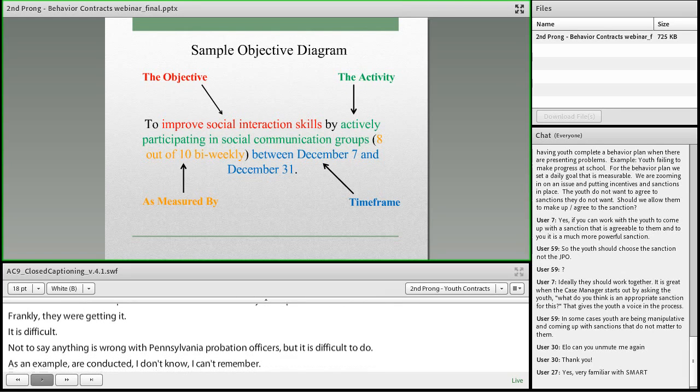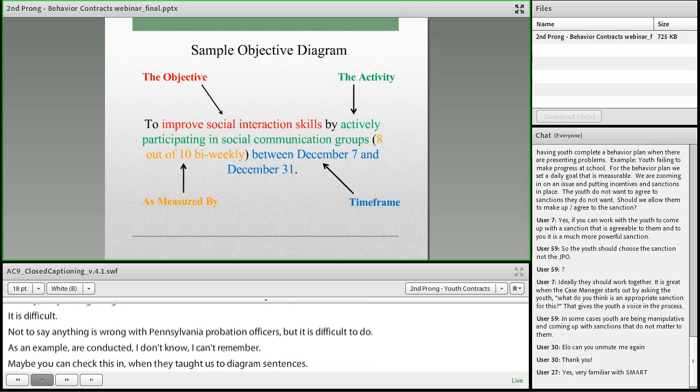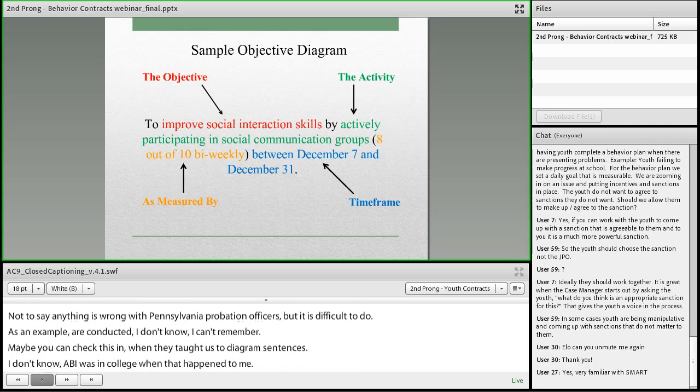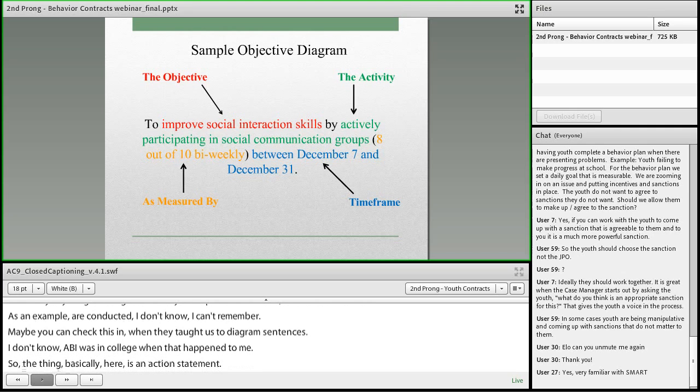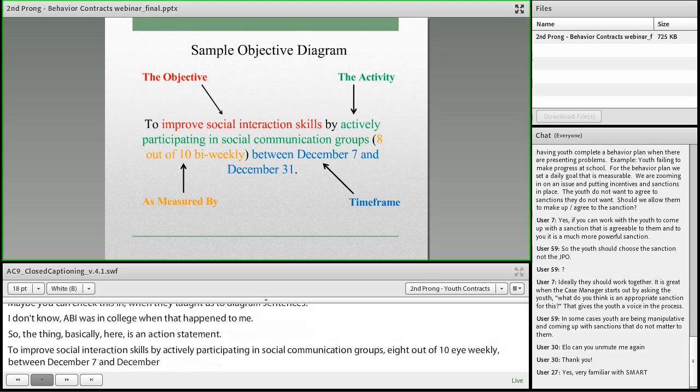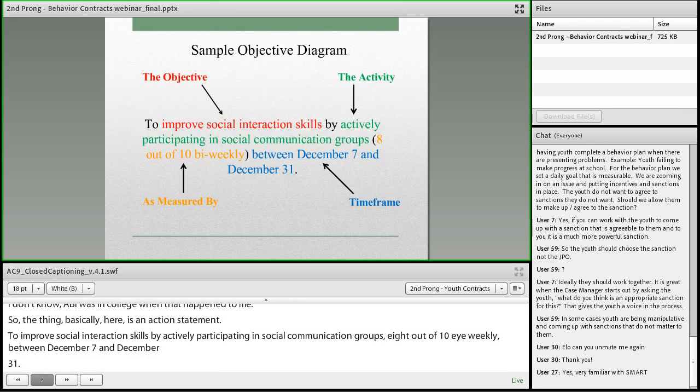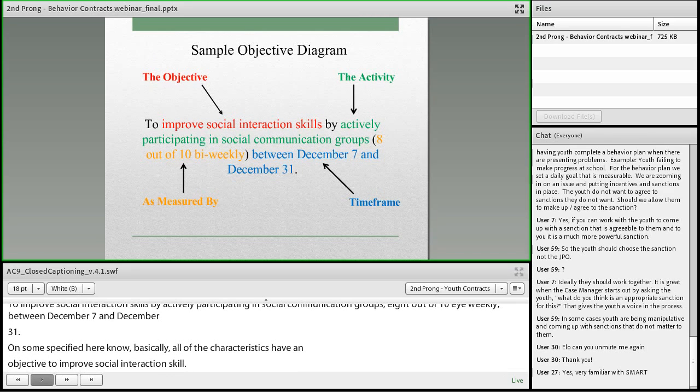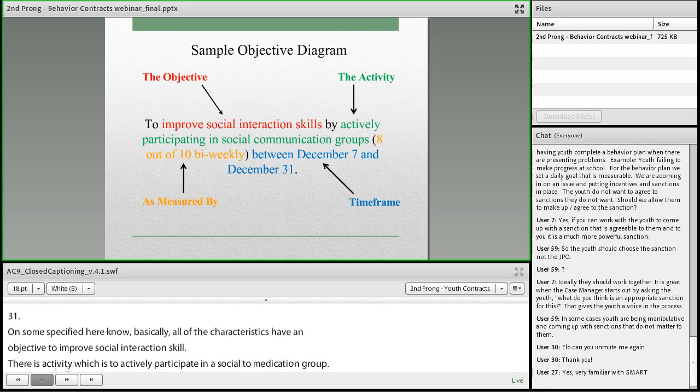So this is the action statement: to improve social interaction skills by actively participating in social communication groups, 8 out of 10 biweekly, between December 7th and December 31st of some unspecified year. Basically, this sentence has all of the characteristics. It has an objective, to improve social interaction skills. There's an activity, which is to actively participate in social communication groups. There's also a performance measure written into that. You have to attend 8 out of 10 biweekly sessions, and you have to do this sometime between December 7th and December 31st. So when you're looking at that, you can see all the component parts of an action statement.